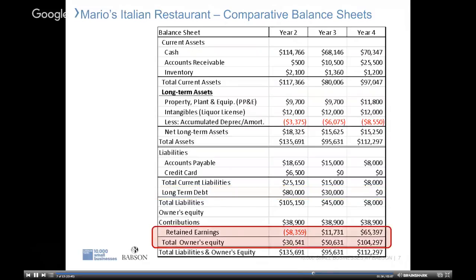Finally, we examine owner's equity. Here we can see that the owner's equity has more than tripled over the 3 years, and this is due entirely to the increase in retained earnings. Note that Maria has not invested any more money into the business, as the contributions line has remained constant. The increase in retained earnings is due to the significant profitability that we saw on Mario's income statement. Overall, this is a very strong balance sheet. Now let's move on to the statement of cash flows.